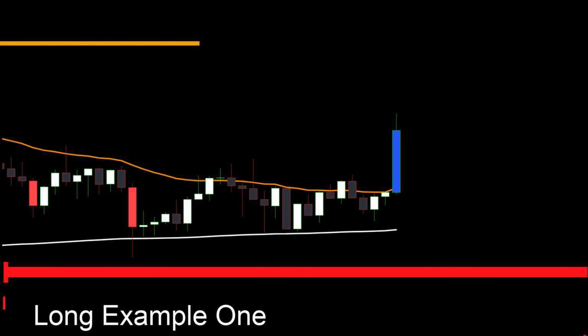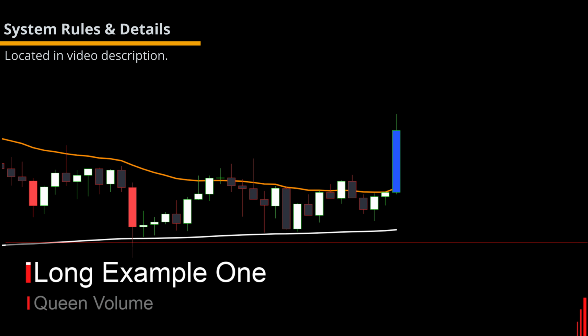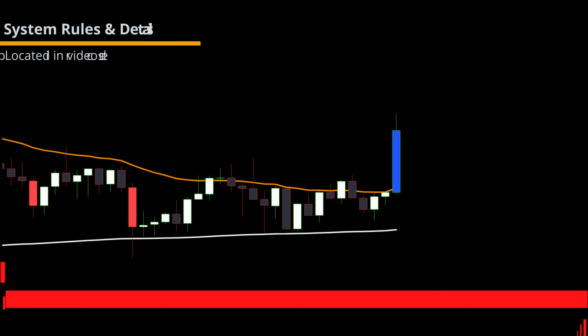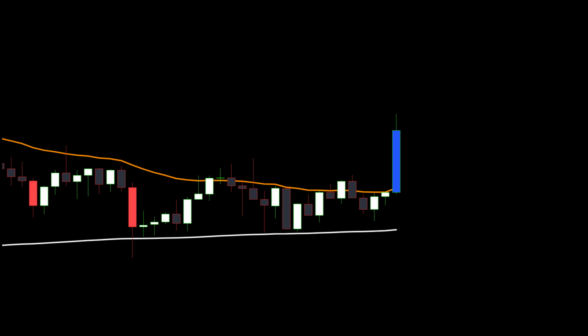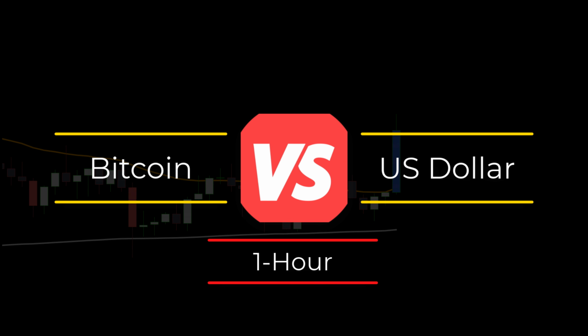Let's go over entry criteria and review some examples. As always, system rules and details are listed in the description below. This chart is Bitcoin versus the US dollar, 1-hour candles.